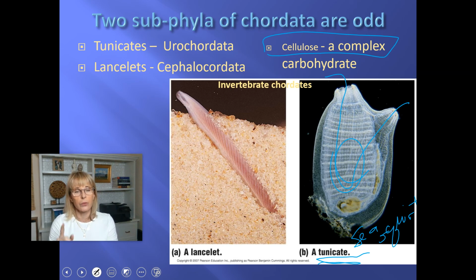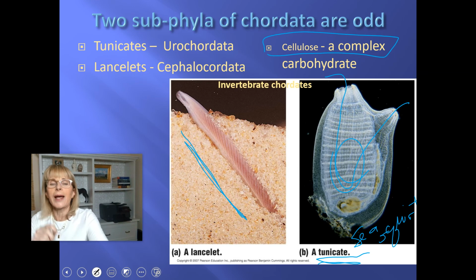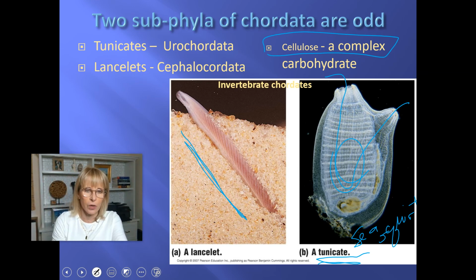This is another really weird chordate. These guys are called lancelets. Now, lancelets, you might guess that they were a chordate because they look at least vaguely fish-like. They don't really have a brain. They don't have a skull yet, but they do have a notochord.